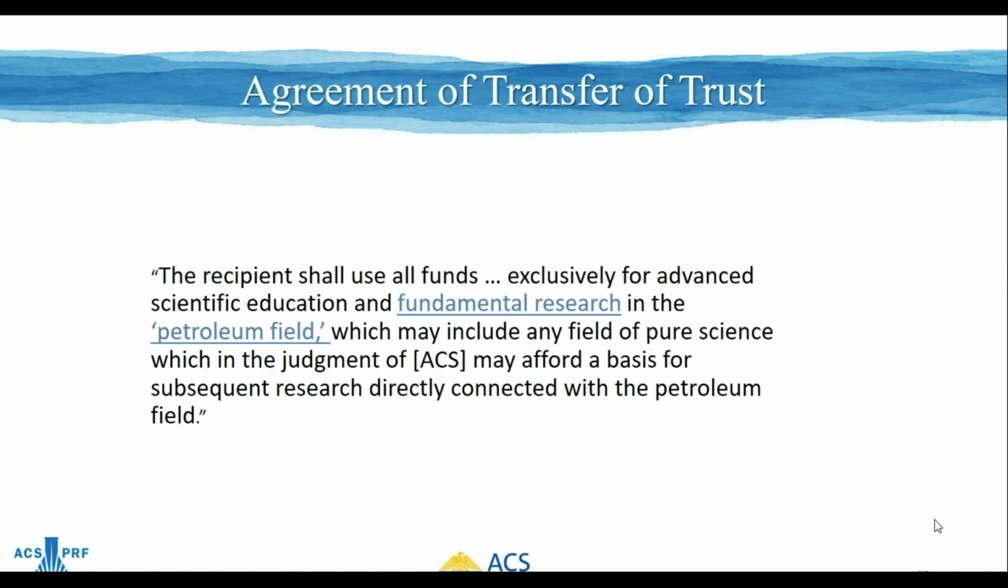Okay, this is from the trust agreement. The recipient shall use all funds exclusively for the advanced scientific education and fundamental research in the "petroleum field," which may include any field of pure science in which the judgment of ACS may afford a basis for the subsequent research directly connected with the petroleum field. Okay, so notice it says pure science. That's the first thing, fundamental research in pure science, but it has to have a link with petroleum.